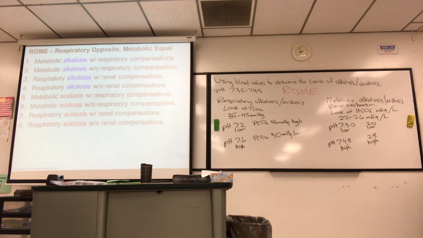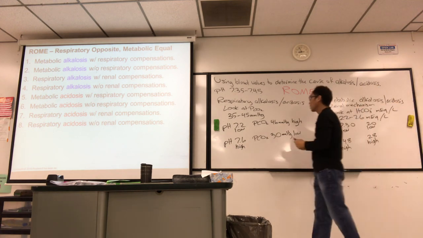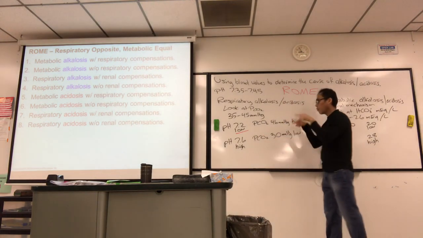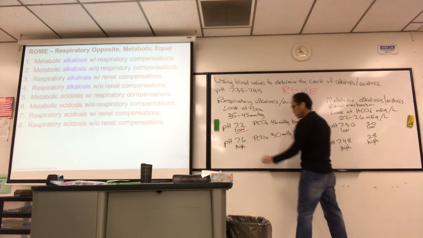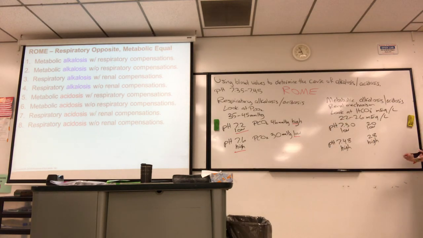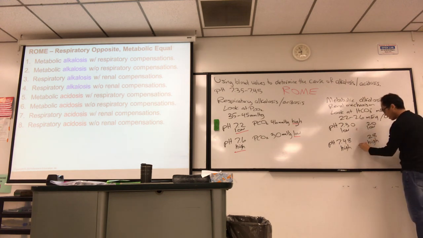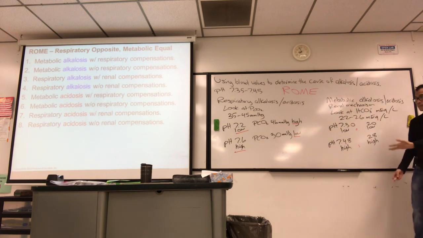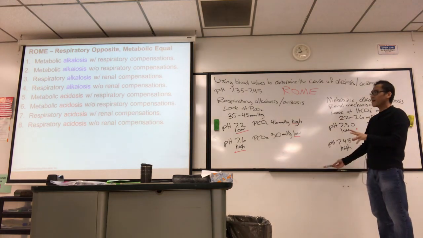Respiratory opposite, metabolic equal. Does that make sense now? What do I mean by respiratory opposite? Well, if it's a respiratory cause, if the pH is low, the CO2 is high. High, low, they're opposite, or inverse. If it's a metabolic cause, they're equal. What do I mean by equal? I mean low equals low, high equals high, if it's a metabolic cause. So, you know, that really helps, for example, on an exam. Okay, but that's not it.